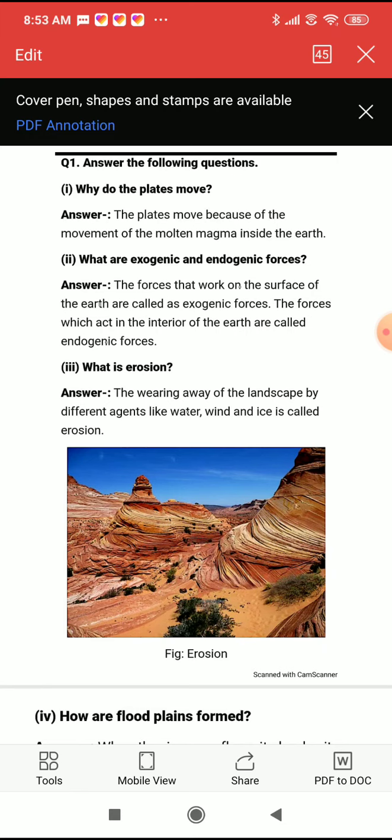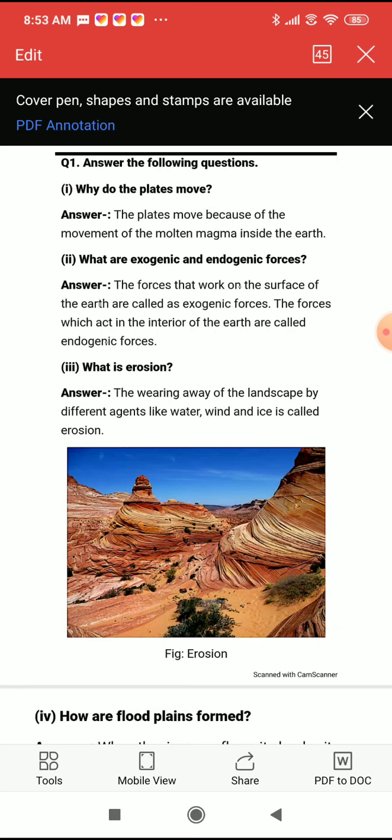Next question is, what are exogenic and endogenic forces? We have done this already on the same page number 12. The forces that work on the surface of the earth, like rivers, sand dunes, glaciers, all these are known as exogenic forces. And the forces which work in the interior, the inside part of the earth, are known as endogenic forces, like volcano, earthquake, etc.